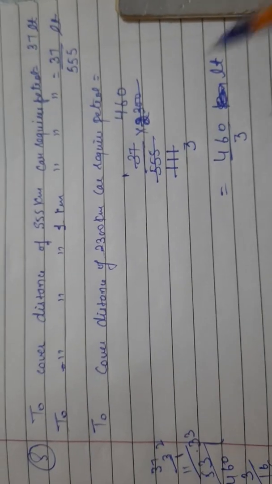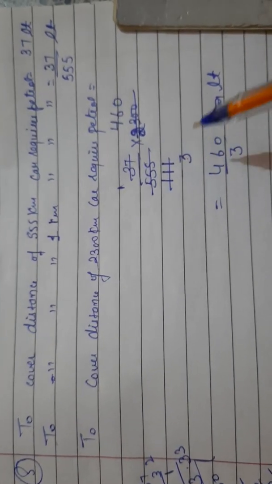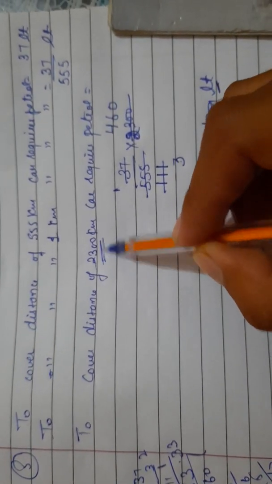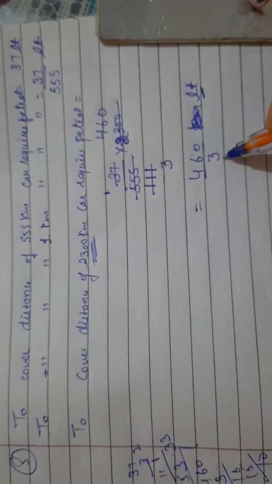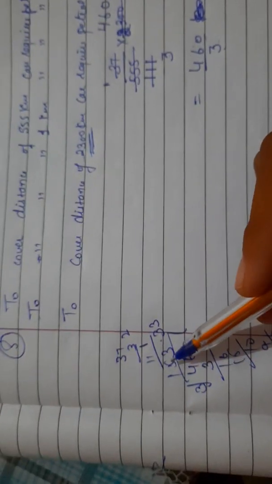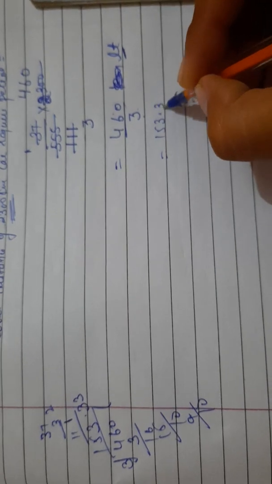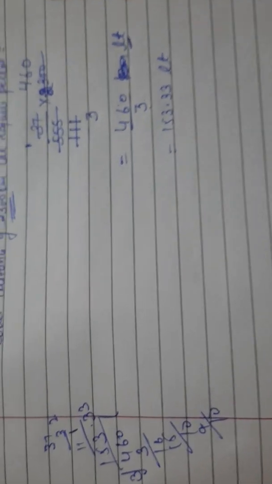See here, 460 by 3 came. 460 by 3 liter of petrol is required to cover this much distance. If you divide it, you will get 153.33 liter of petrol. Clear?